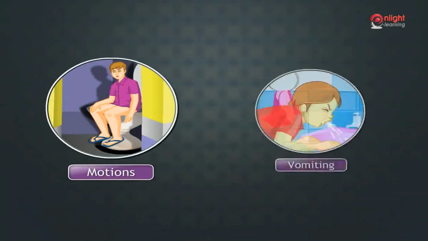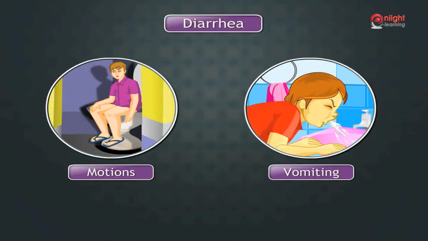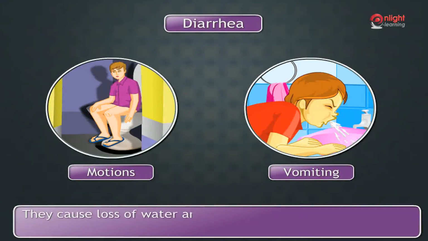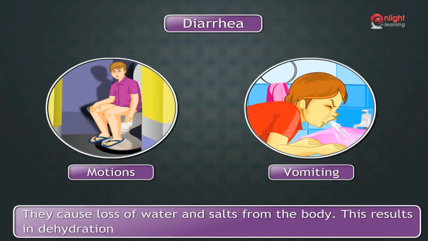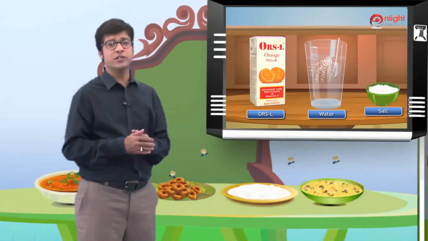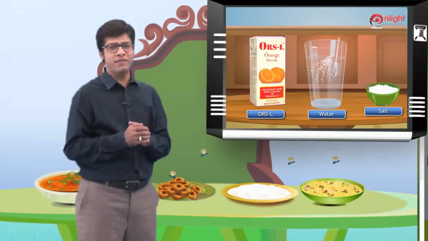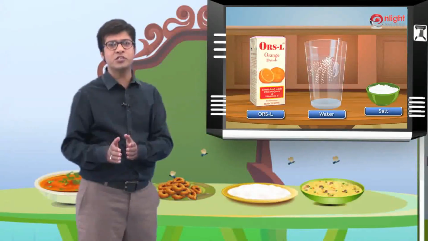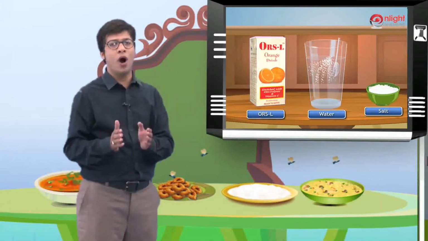Motions and vomiting are the symptoms of diarrhea. They cause loss of water and salts from the body. This results in dehydration. Dehydration can be prevented by giving oral rehydration solution, that is ORS.